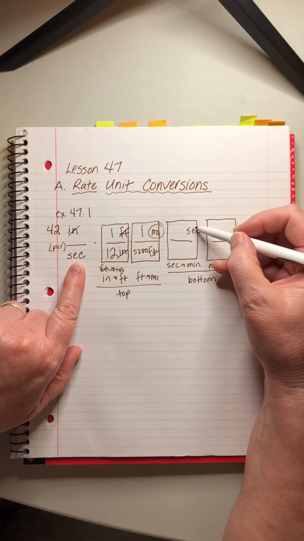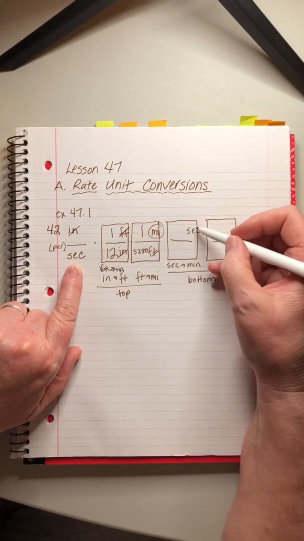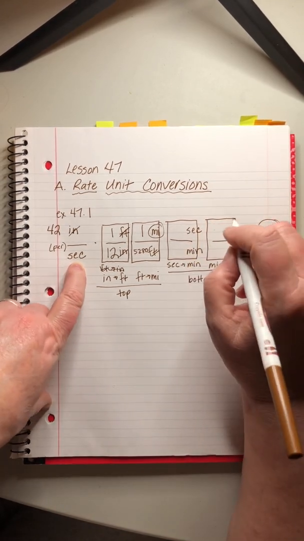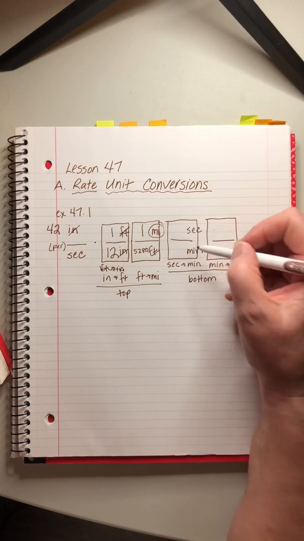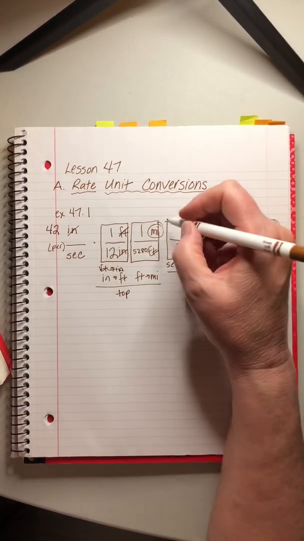So we do the same thing though. We figure out what we want, how we want to change it, and then we set it up so that the beginning unit will cancel. It means minutes go down here. We ask ourselves the same questions. Which one's bigger, a second or a minute? A minute. It gets the 1. And then we figure out how many seconds are in a minute. 60.